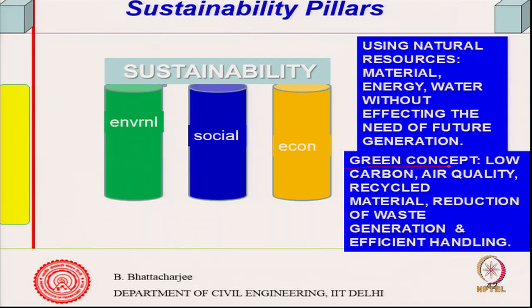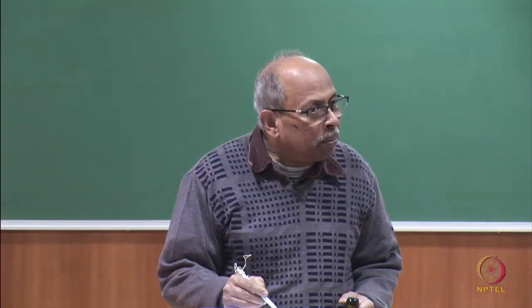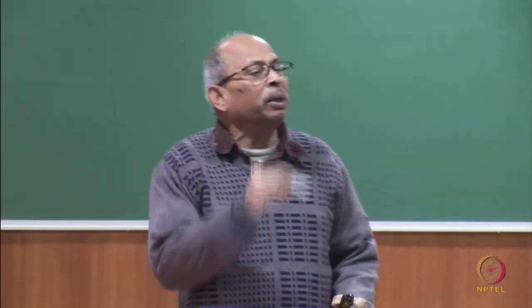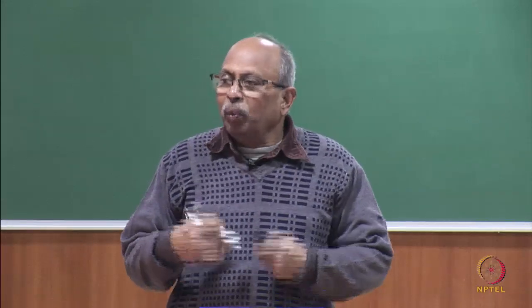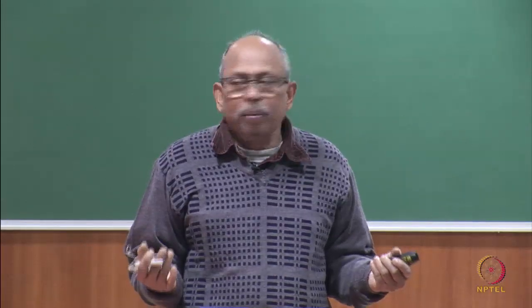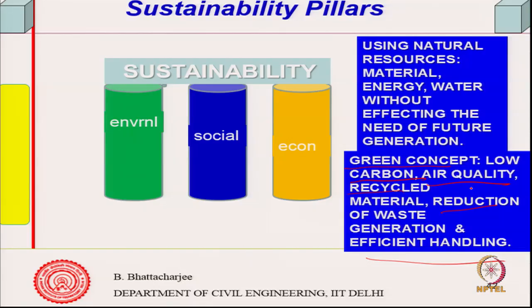And then comes the green concept, which goes together with it: low carbon, good air quality, recycled material, reduction of waste, and generation and efficient handling of the resources. So we have defined sustainability, we talked about sustainable pillars, etc., and the green concept goes together with it. They go hand in hand. Whatever is sustainable is green. So it should have low carbon emission, air quality, recycled material as much as possible, reduction in waste and generation, and efficient handling, etc.